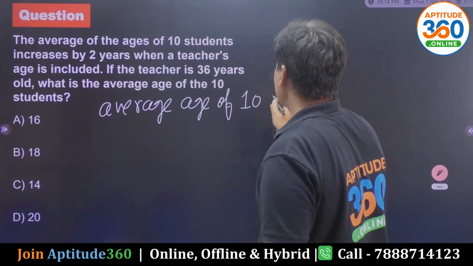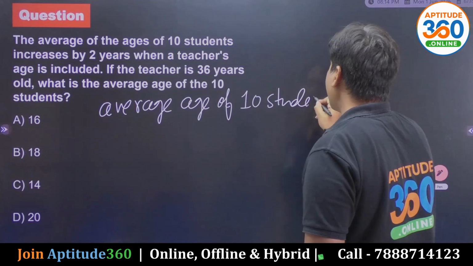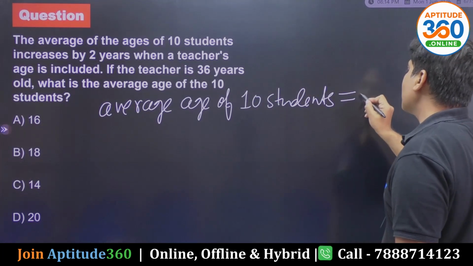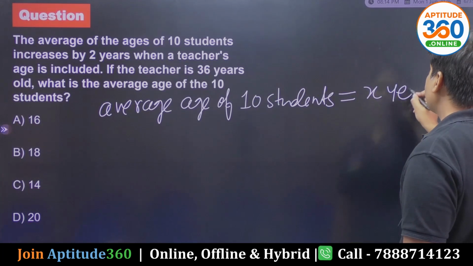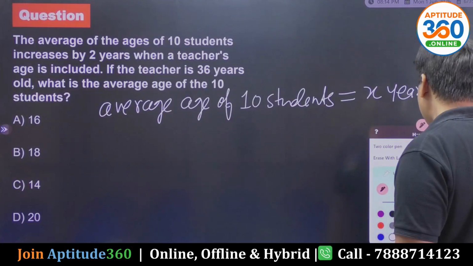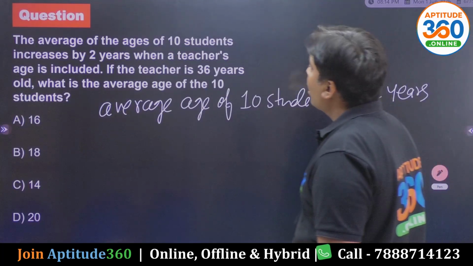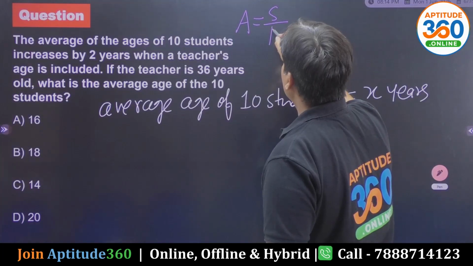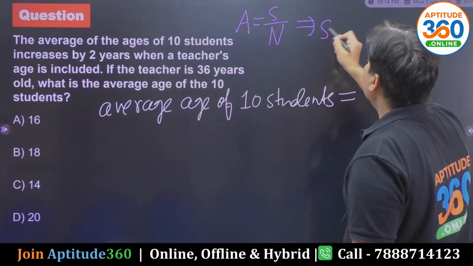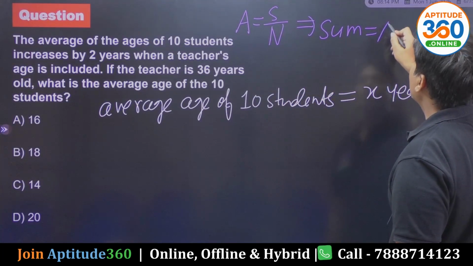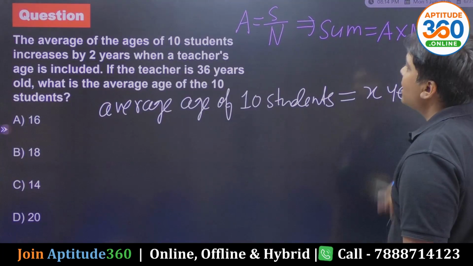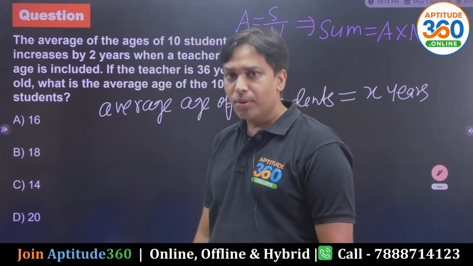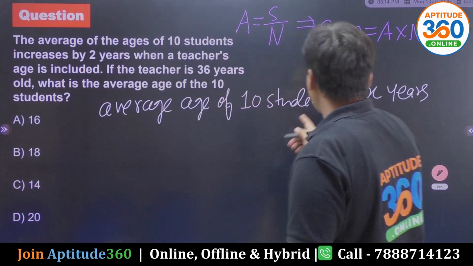10 students? What if I take it as, because this is what we need to find out, x years, right? And you know that average is equal to sum divided by number. So can I say that sum is going to be average into number? How many children are there? 10 students are there, right? And their average age is x years.